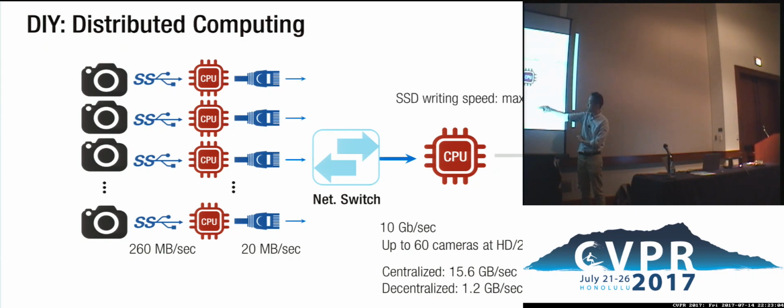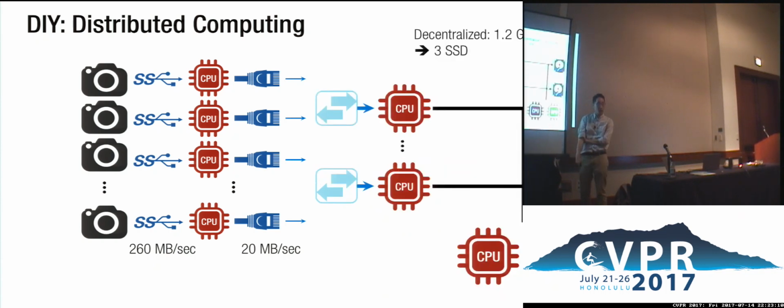And still, this number is big, so we need more SSDs. So finally we have this kind of configuration where there are multiple CPUs, and multiple threads are saving to the SSDs separately, independently.